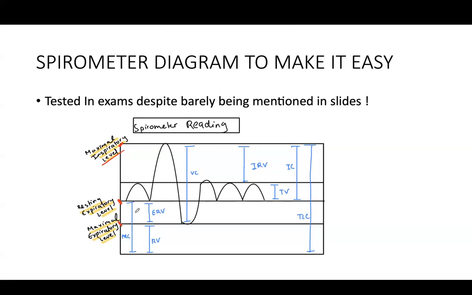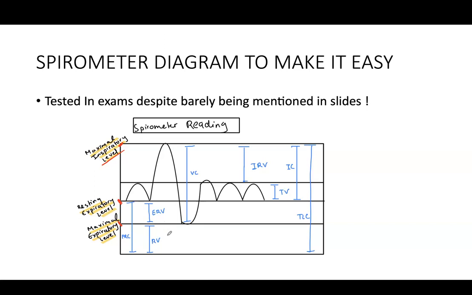So this, ignore the graph. The graph doesn't really bother us right now. What we're bothered about is these blue lines. What are they? So the first thing is TLC. This whole thing is TLC because the TLC is everything in the lung volume, okay? Okay, actually, perhaps we should start from the residual volume. It's the easiest to understand.